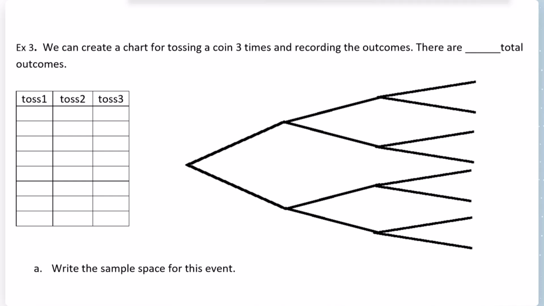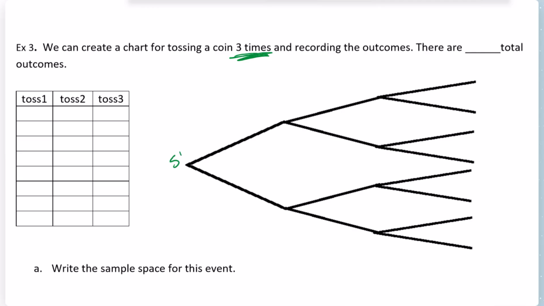Next, we're going to work with an event where we have multiple stages. We're going to work with tossing a coin, but we're not going to toss it once. We're going to toss it 3 times and record the outcome. We'll fill in that blank, how many total, in just a minute. We're going to go ahead and deal with our first.